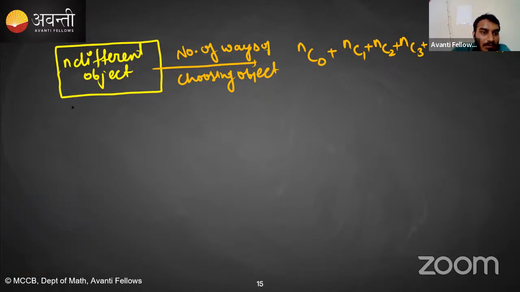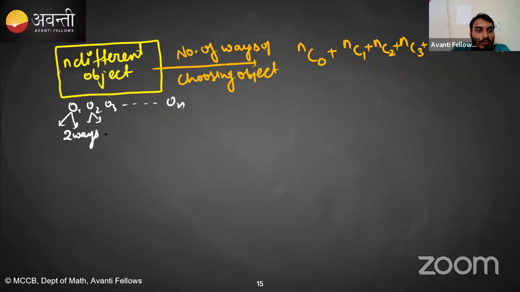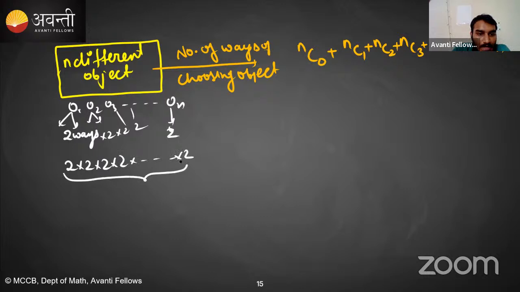But I can choose it in a different way also. How? Let's say you have n different objects, O1, O2, O3, like that up to On. Number of ways of choosing the objects out of the n objects: O1 can be chosen in two ways, I can take it or leave it. Similarly, O2 can be chosen in two ways, O3 in two ways, O4 in two ways, and On also in two ways. So the number of ways of choosing objects out of n different objects is 2 into 2 into 2, n times.